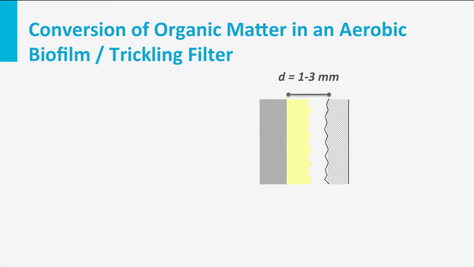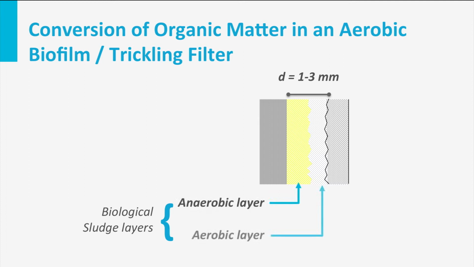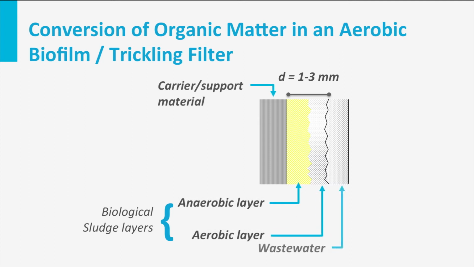The biofilm, or biological skin, is about 1 to 3 mm in thickness. The biofilm is a layer of microorganisms attached to the inert support material. The biofilm has a slimy appearance and consists of multiple layers in which both aerobic and anaerobic conditions appear. In addition to living organisms, cell remainders and entrapped solids are also part of the biofilm.